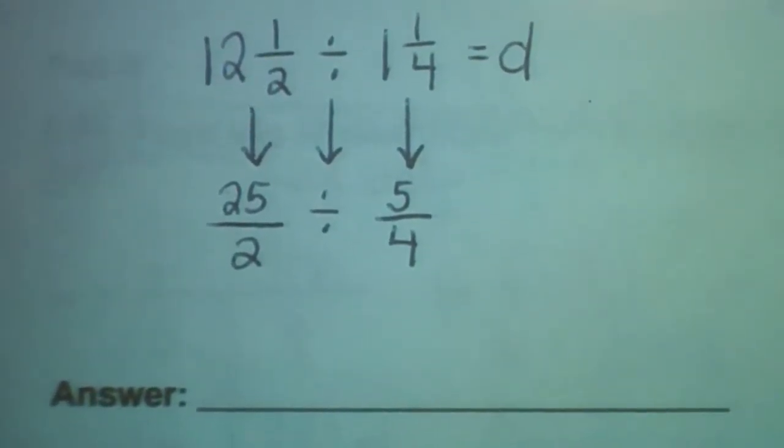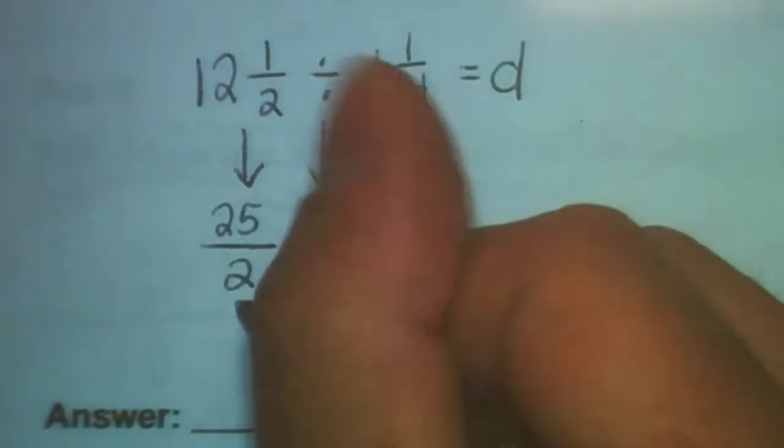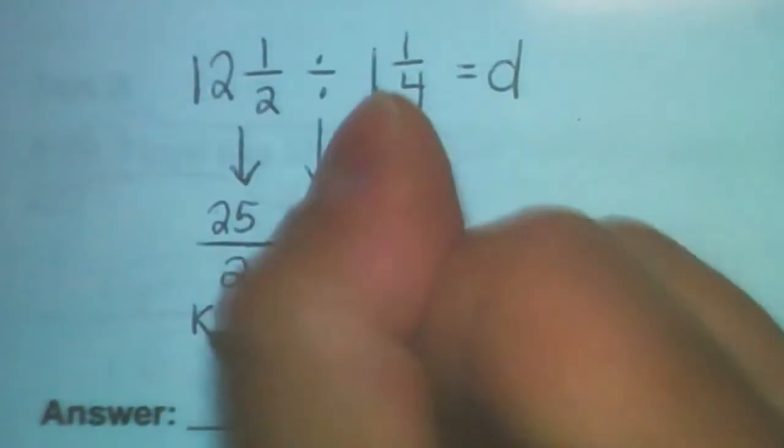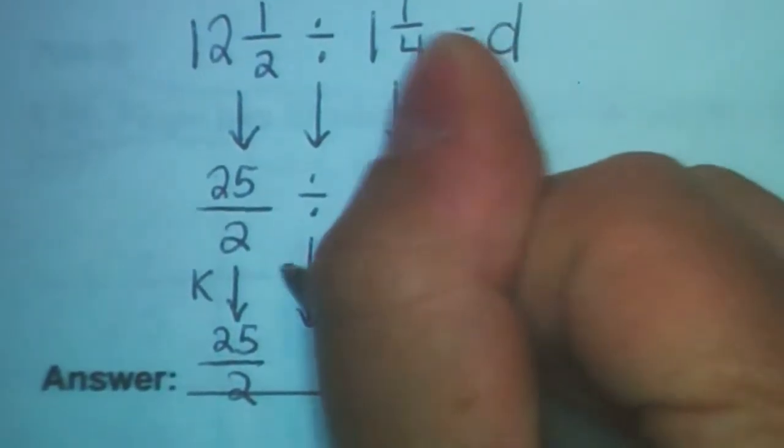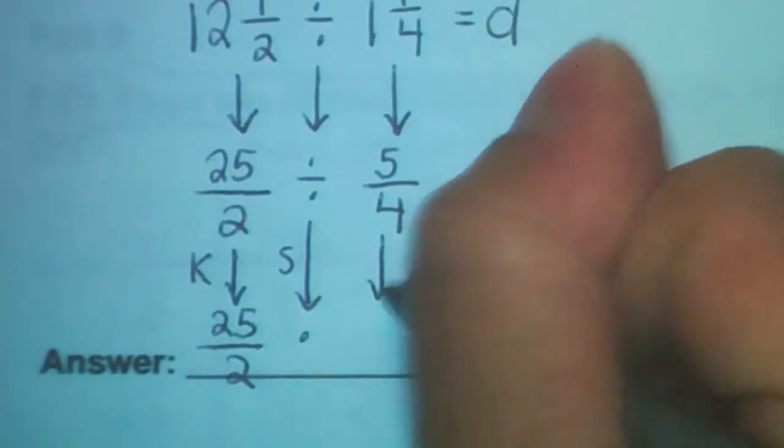Okay, if you are back, it is time to check if your work was correct. It's okay that we're going into the answer line. Don't freak out about that. We got our keep. We have our switch. We have our flip.